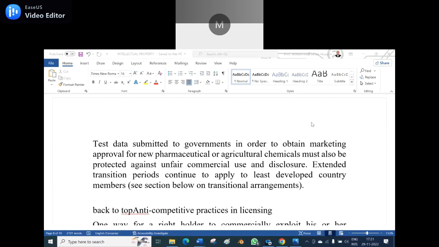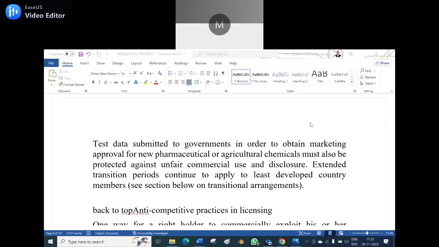Do you know the Toyota logo? Say yes or no. The Toyota logo is different. The same logo, a trademark, no one should use it. So that's what I want to convey to you. As far as agriculture and chemical products are concerned, when they get marketing permission, they should disclose the combination also. Extended transition period continues to apply to the least developed country members. See the section below on the transitional arrangements.